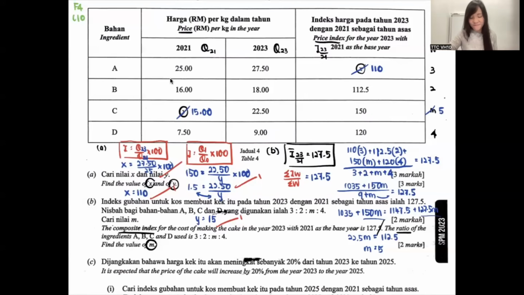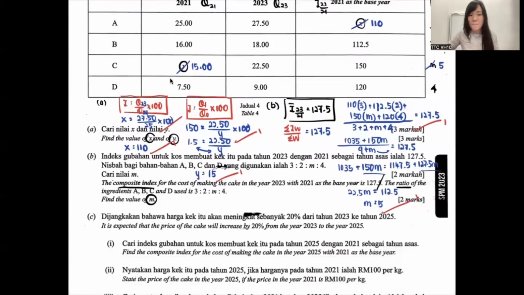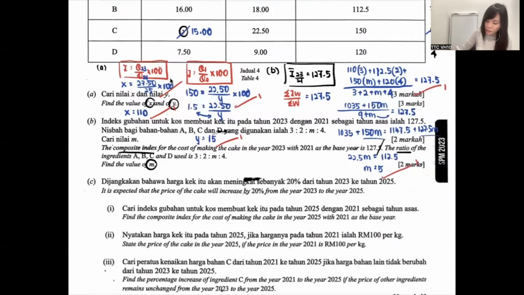You guys get that? How many marks? 2 marks. This one 1 mark, this working 1 mark. The working must look exactly like that, my dear. Cannot straight away add together. No. Okay, move on. C. It is expected that the price of the cake, the whole thing, not individual, increases by 20%. Guys, increased by 20% means the index is 120. Don't tell me, teacher, can I take the previous one plus 20? No.